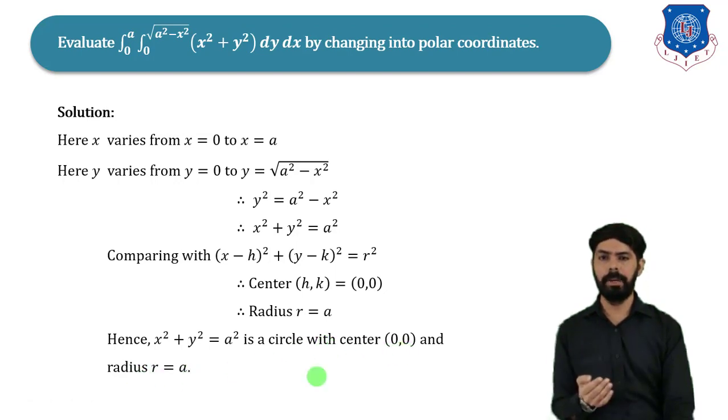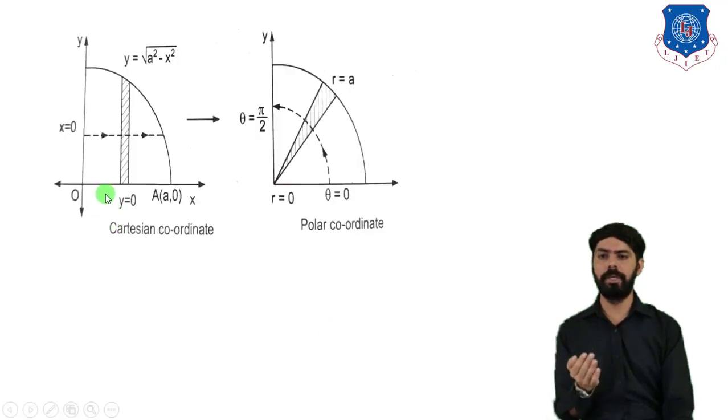Now we will plot the diagram. So this is the diagram of a circle whose center is 0, 0 and radius is a. And here we have shown the part of the circle in the first quadrant because here limit of x and limit of y start from 0. Now this is changed into polar coordinates. So here we will have to find the limits of r and theta using this diagram. So for that we will plot a radius strip. If you look at the radius strip, then the lower part of the radius strip intersects at r equal to 0 and the upper part of the radius strip intersects at r equal to a. Therefore limit of r will be from r equal to 0 to r equal to a.